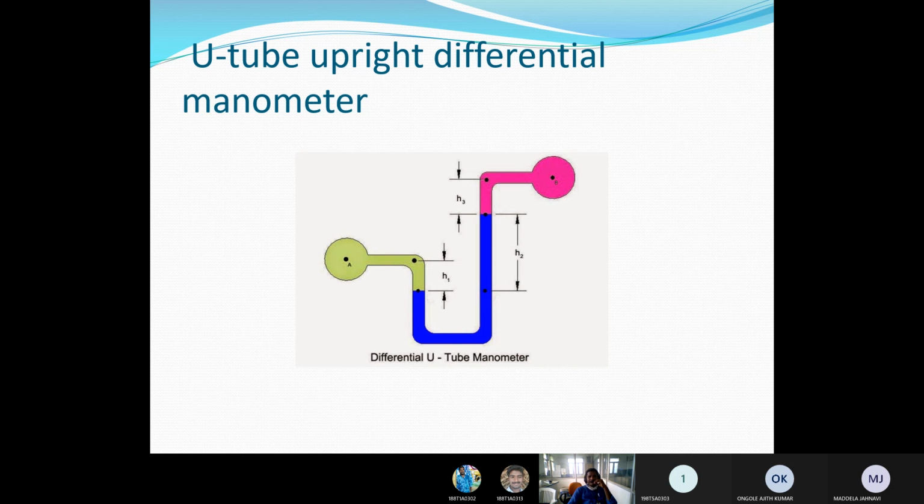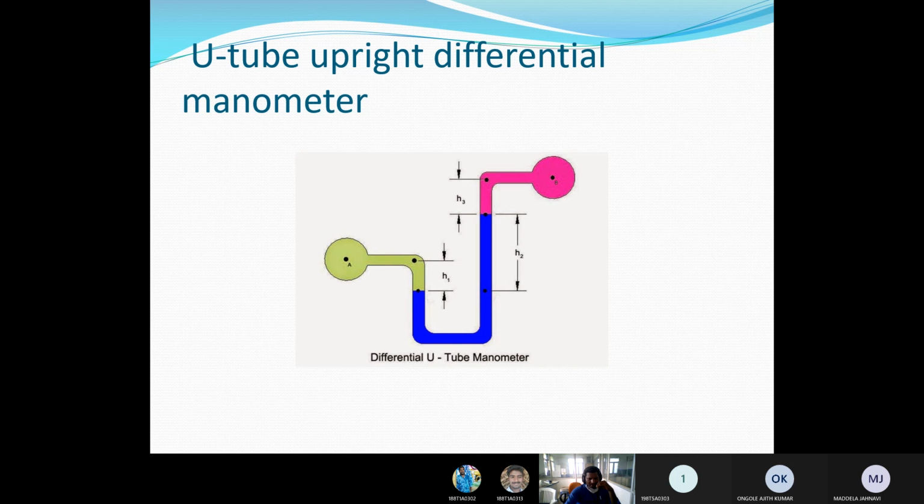Here we are seeing the U-tube upright differential manometer. This is pipe A, and this is pipe B. Through pipe A, one fluid is flowing. Through pipe B, a different fluid is flowing. So we have to find out the pressure difference between the two liquids of the two pipes. Here H1 is the height of the liquid in pipe A. H2 is the height of the manometric fluid and H3 is the height of the liquid B flowing in pipe B.